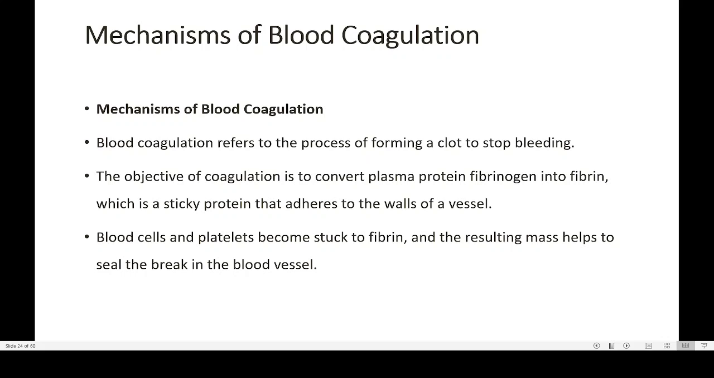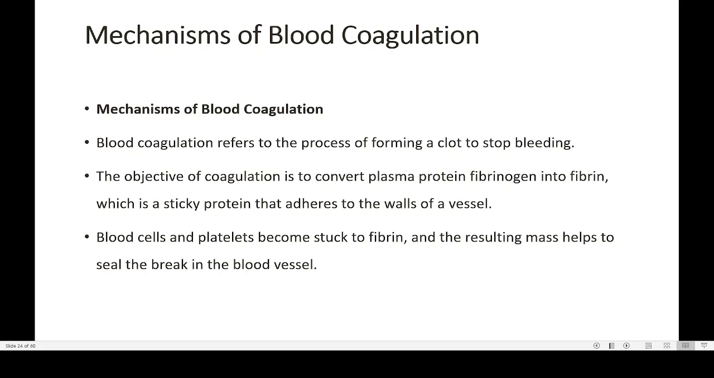We have to understand how this mechanism is working. The objective of coagulation or clotting is to convert the plasma protein fibrinogen into fibrin. In our plasma there is a protein. Normally that protein exists in a liquid or soluble form. During clotting, this soluble protein will be converted into an insoluble form, or a solid form. That is, liquid will be converted into solid.